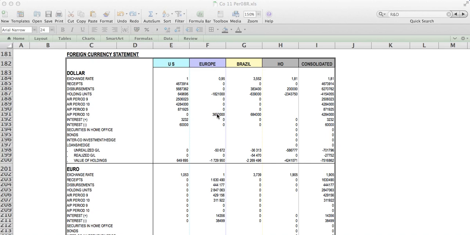Furthermore, we see that they have a big payment to make in dollars in Europe in quarter 10. Same in Brazil. So that means they have to anticipate and probably get some cash in dollar in Europe to be able to cover this amount, and in dollar in Brazil to be able to cover this amount.